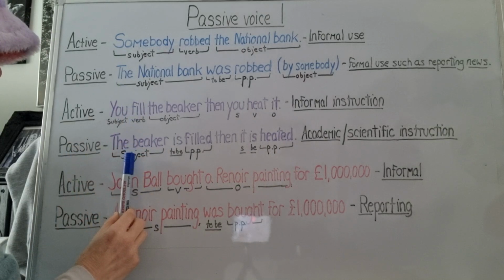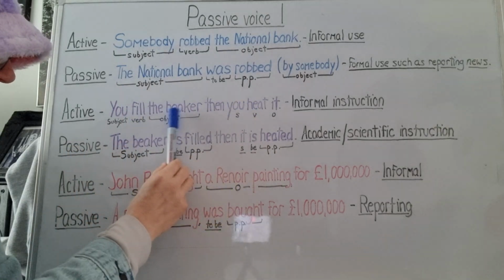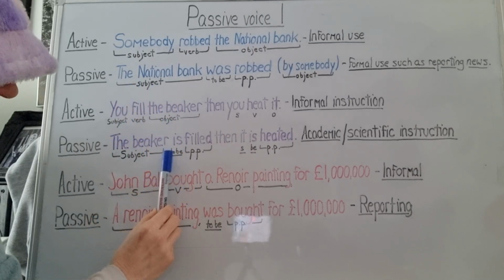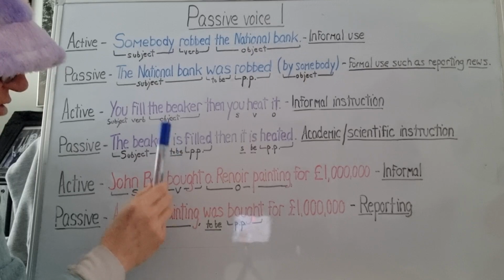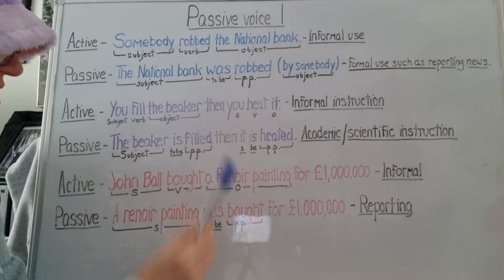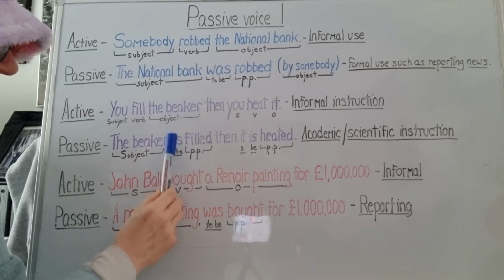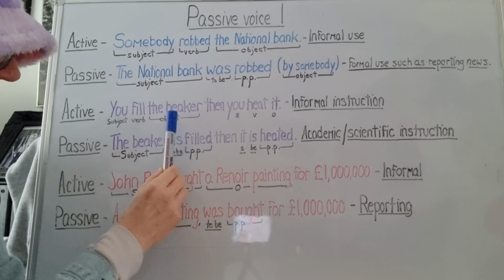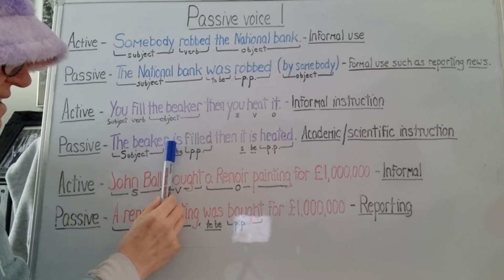The subject is the original object, the object becomes the subject, the beaker. Then you've got to use the verb to be. Remember, always use the correct conjugation of to be. In this case, this is present simple, and it's it, so we use is. Okay, I am, you are, he, she, it is. So the beaker is filled.